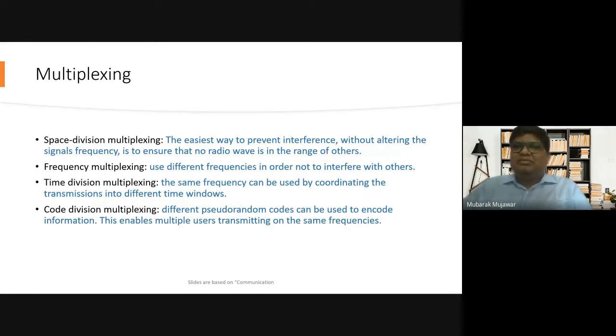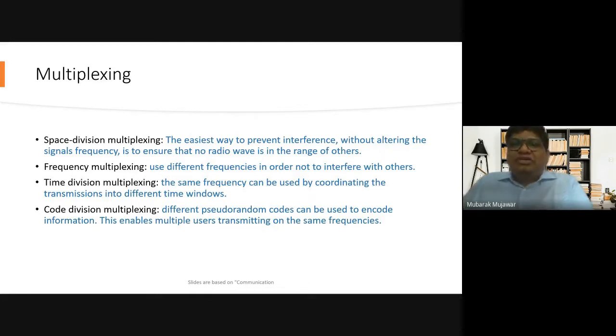The third one, which is quite interesting, is time division multiplexing. We can use the same frequency at the same location, but in different time windows. For example, we can use one of the frequencies at one location from 5 to 6, and afterwards we can use the same frequency in the night or in the afternoon at some other time. So we can use different signals in different time windows.